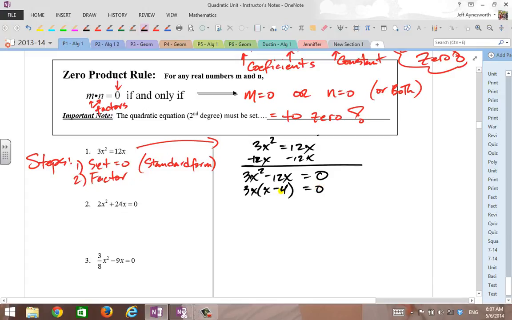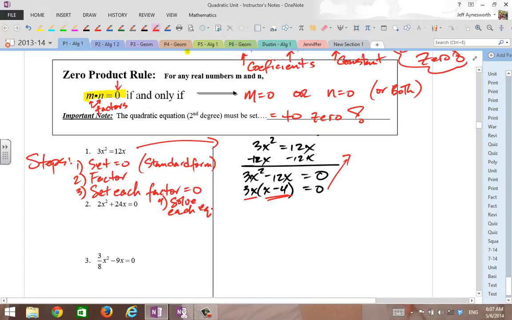And now we have a zero product. Why is that? Well, we have something times something equals 0. It looks exactly like this right here in this form. So we have the first factor and the second factor, and one of those has to be equal to 0. So step 3, I want to set each factor equal to 0. And step 4 would be to solve each equation. So let's do that.